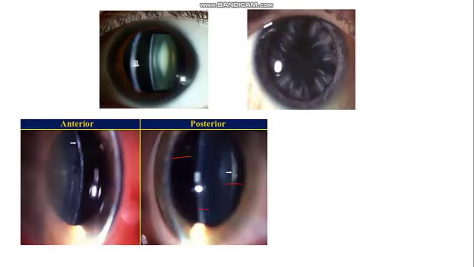In the next picture, there is no opacity in the center. It is a cortical cataract. And particularly this is a cuneiform. I'll show you just now. Now this was a picture of a posterior subcapsular cataract. And here you can see these are anterior subcapsular opacities.